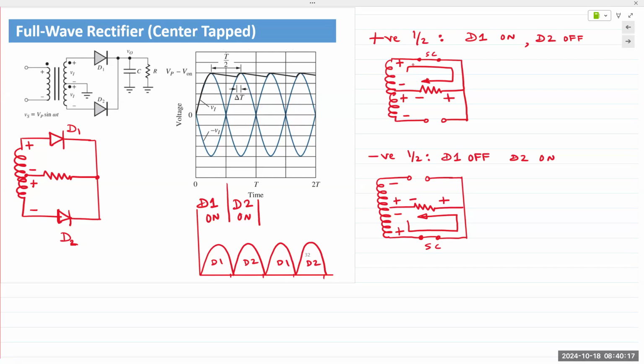And so we have a full wave rectified output, hence a full wave rectifier. And because we're using a center tap transformer, it's a center tap full wave rectifier. And center tap rectifier also has some limitations, chiefly that we have to use a transformer that will be more expensive than others. You'd have to use a center tap transformer, multiple windings.